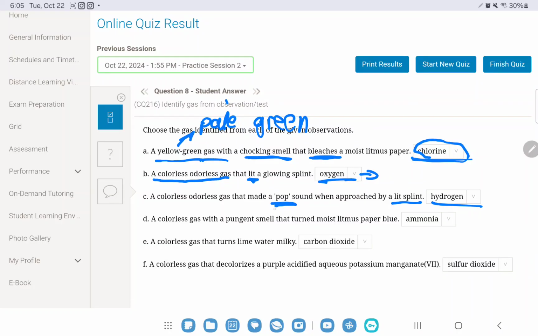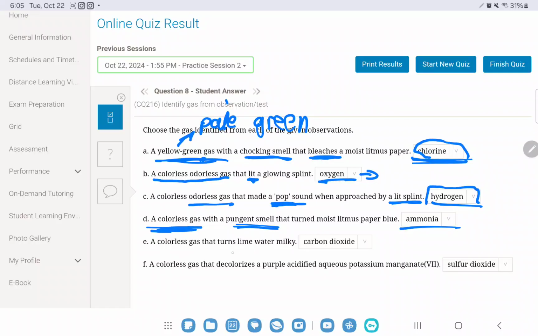Now here, a colorless, odorless gas that makes a pop sound, when you put a splint that's on fire near hydrogen, you're going to hear a pop sound, just a pop sound. And this is always going to be hydrogen when you see the word pop. A colorless gas with pungent smell. Okay, so we have two gases that have a pungent, choking smell. One is colored, the other is colorless. When you see colorless, it's ammonia. When you see colored, it's chlorine.